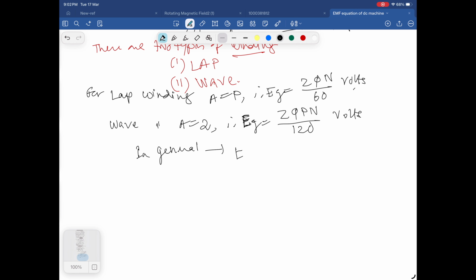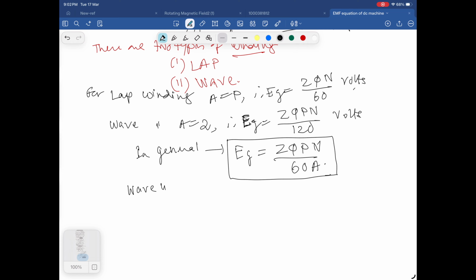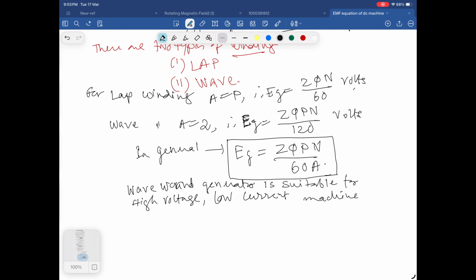Now we have to remember that there are two types of winding, wave winding and lap winding. A wave wound generator is suitable for high voltage, low current machines. And a lap wound one is suitable for low voltage, high current machines. This is important for exams. So prepare it.